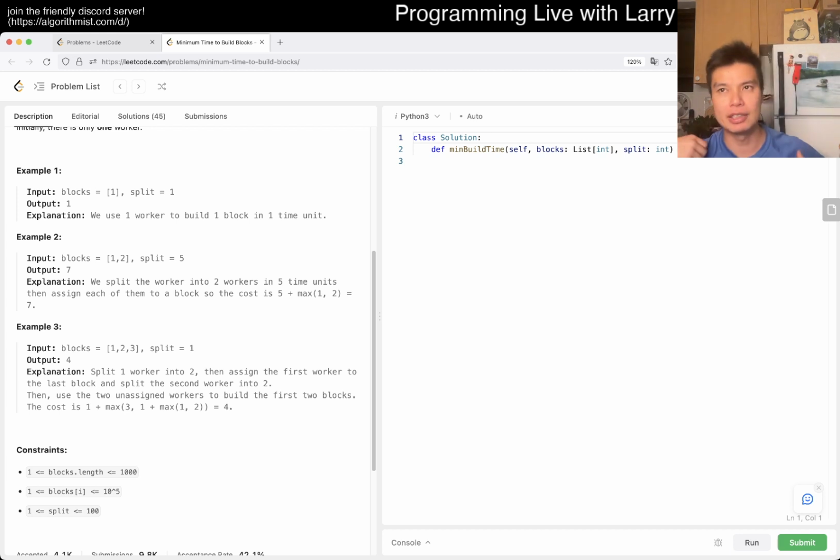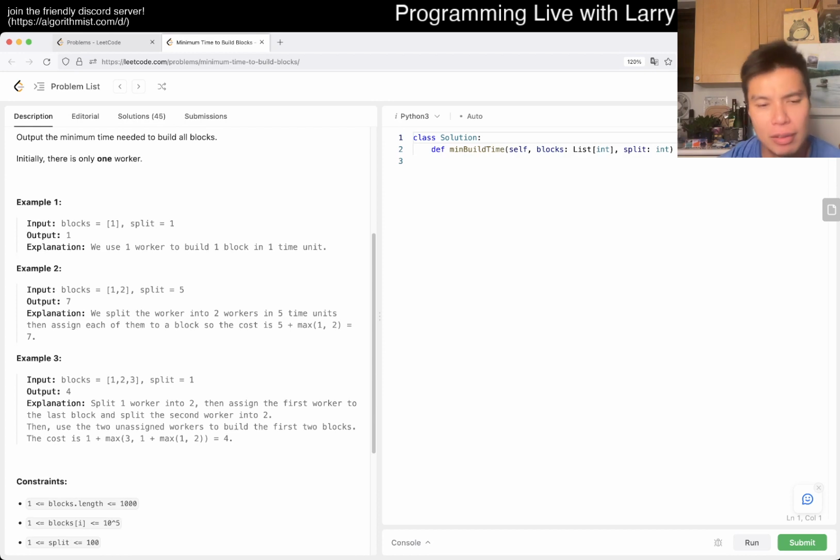The idea, and example 3 is a good illustration of this, is that if you start someone working on the more expensive stuff as early as they can, then you can split a little bit later. You could keep on splitting and then do it. I think that in that way it makes sense to have a binary search, but I'm not convinced quite. I think that makes sense.